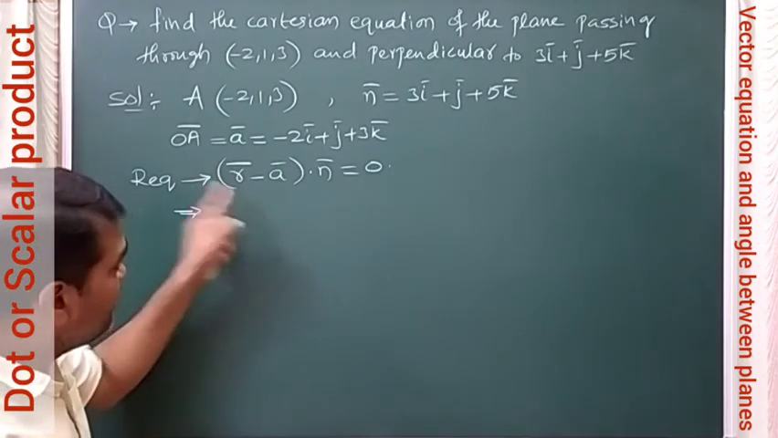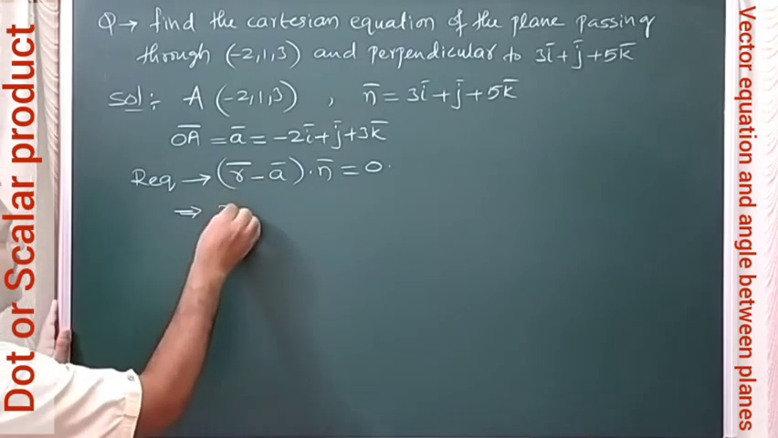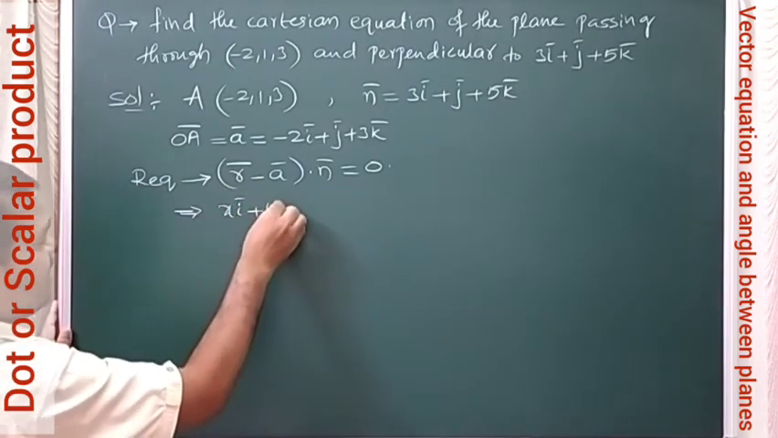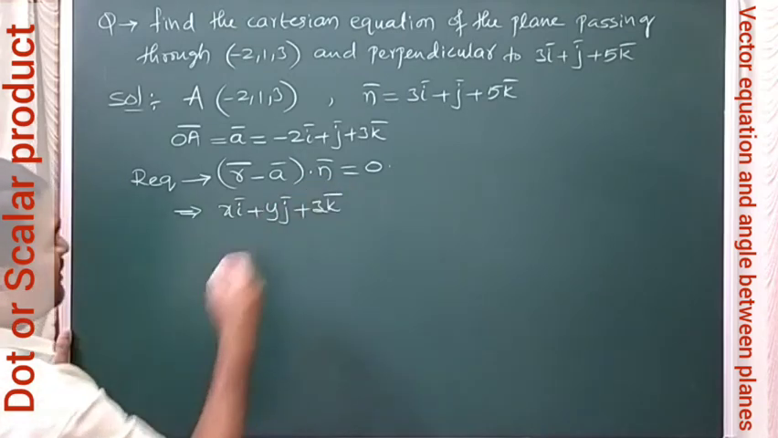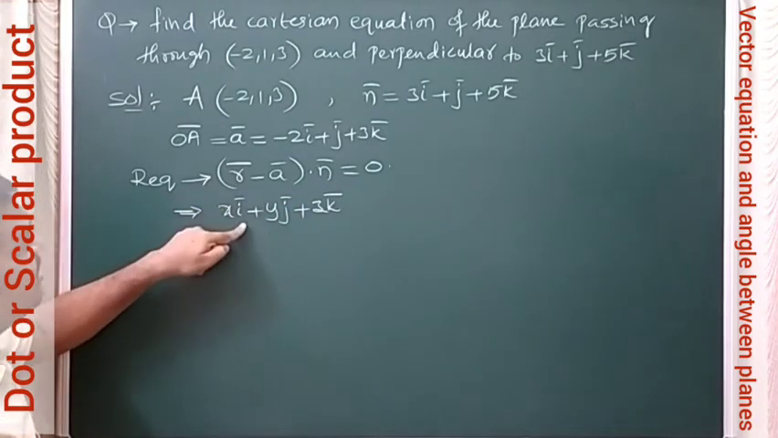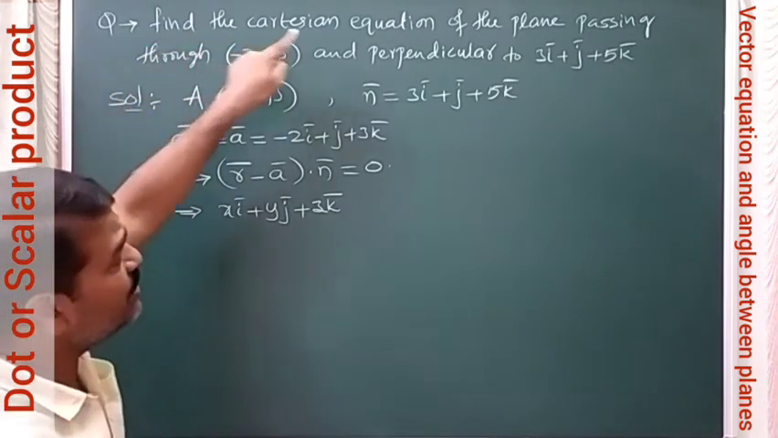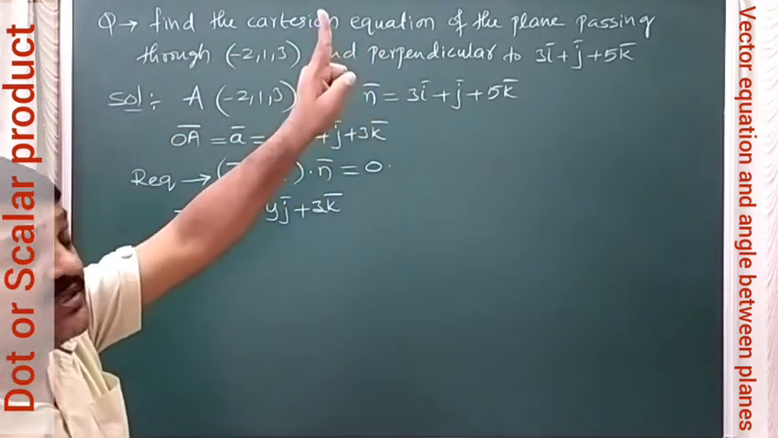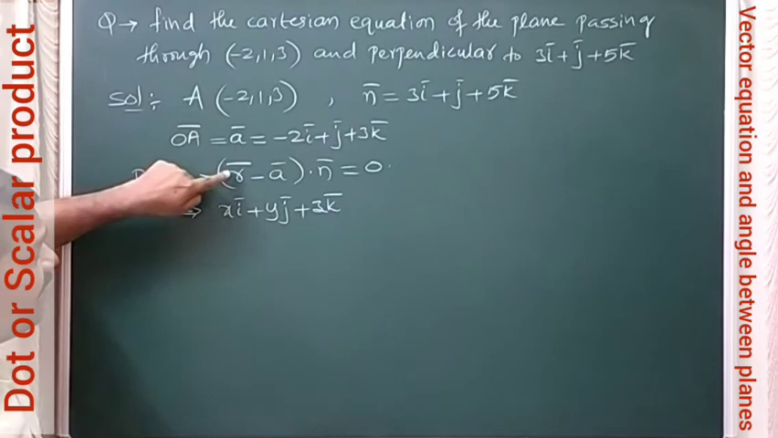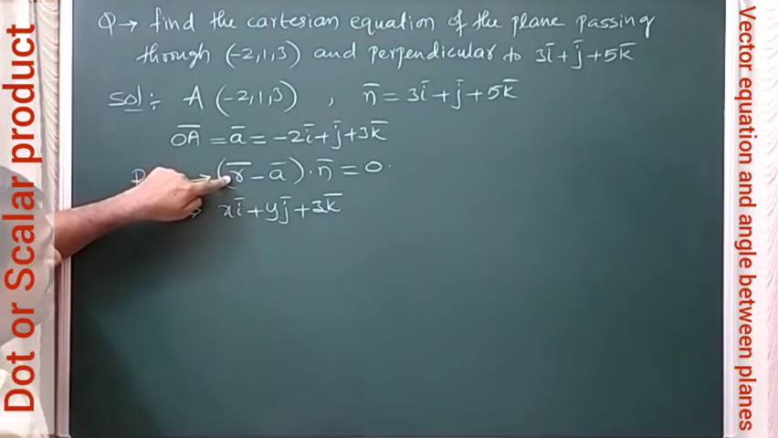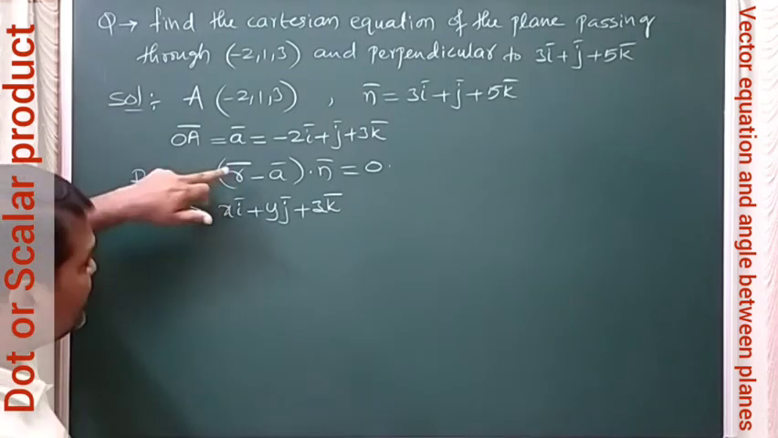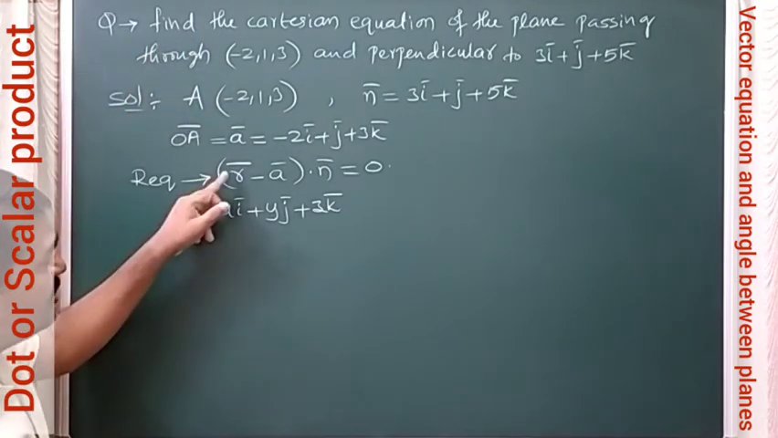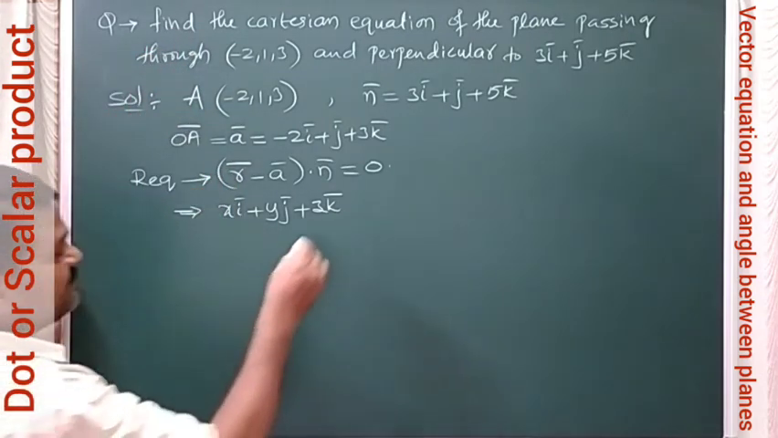If you want the Cartesian form, always take r bar as x i bar plus y j bar plus z k bar. Why am I using this? Because you want the Cartesian equation of the plane. If you want the vector equation, you have to keep r bar as it is and substitute a bar, n bar in this. Since you want the Cartesian equation, you have to take r bar like this.